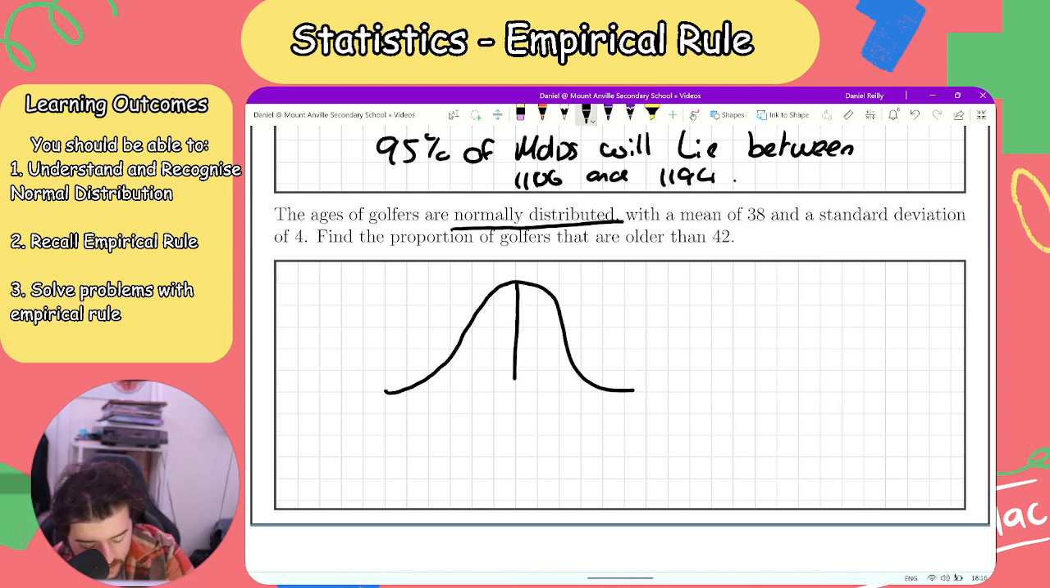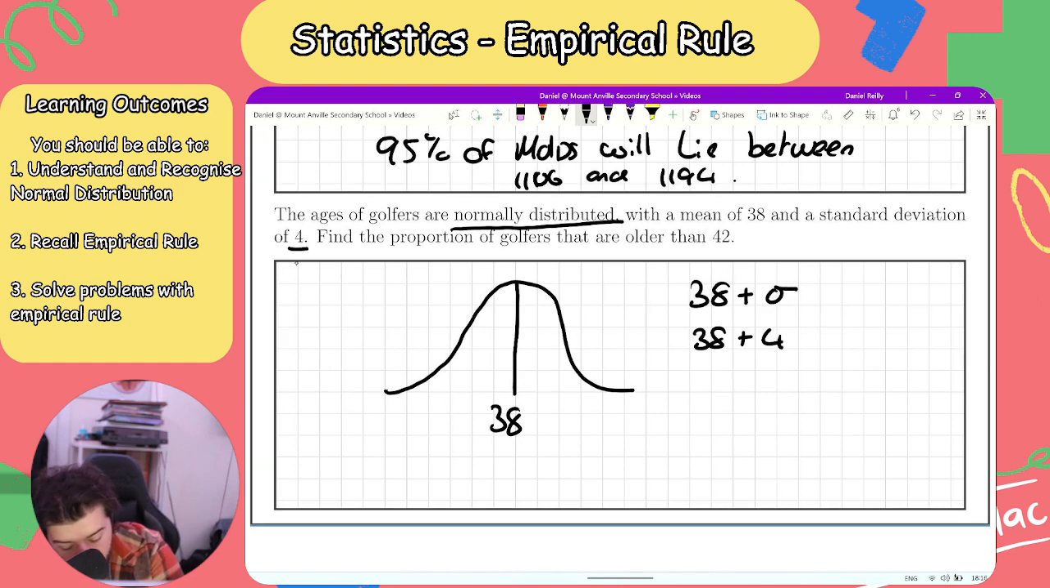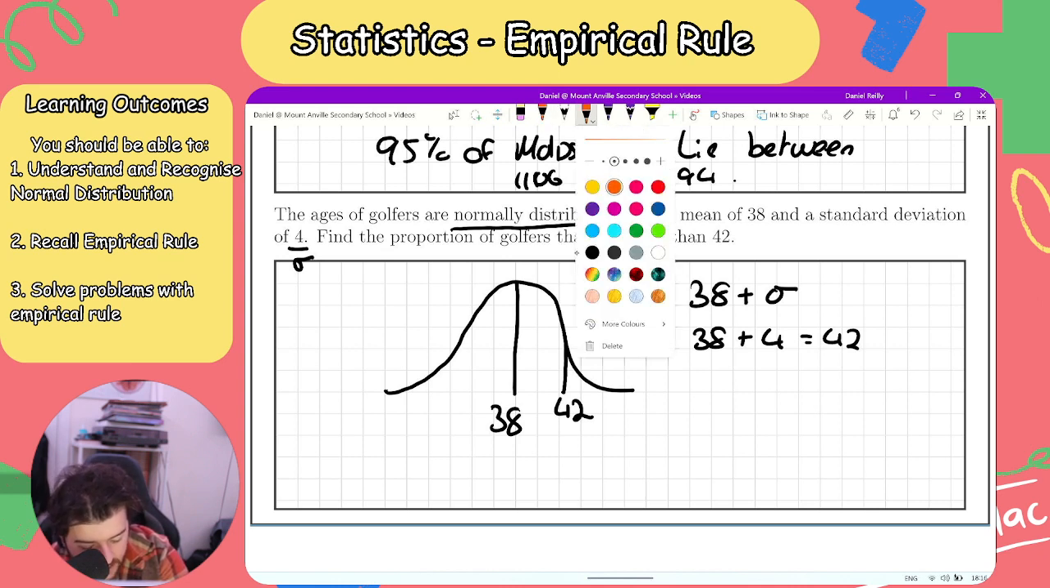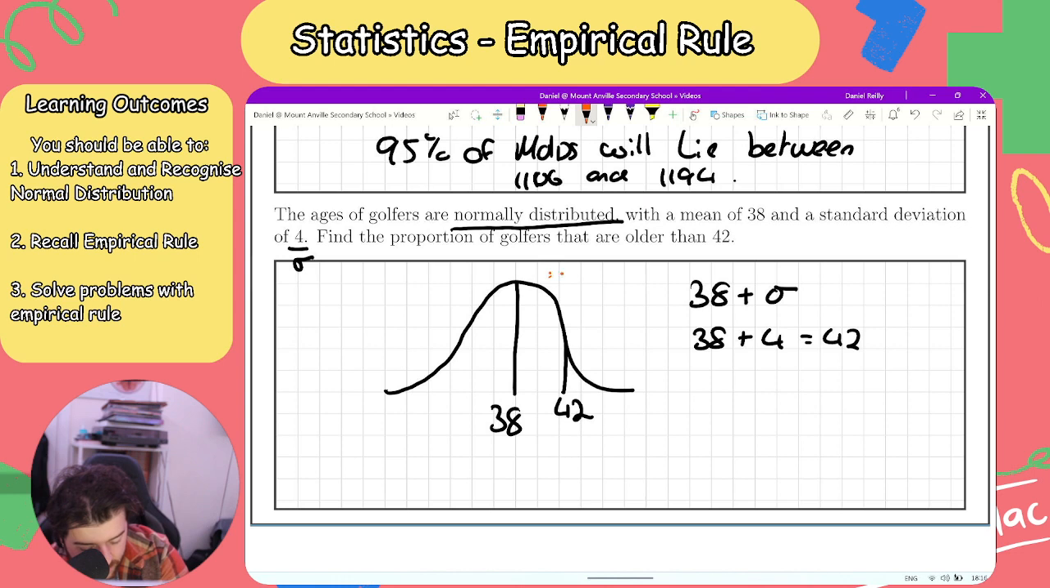So my mean is 38. 42. Well, 38 plus my standard deviation of 4 is equal to 42. So that means this data lies one standard deviation above the mean. That means this is all equal to 34%. So 34% of golfers are between 38 and 42 years of age.